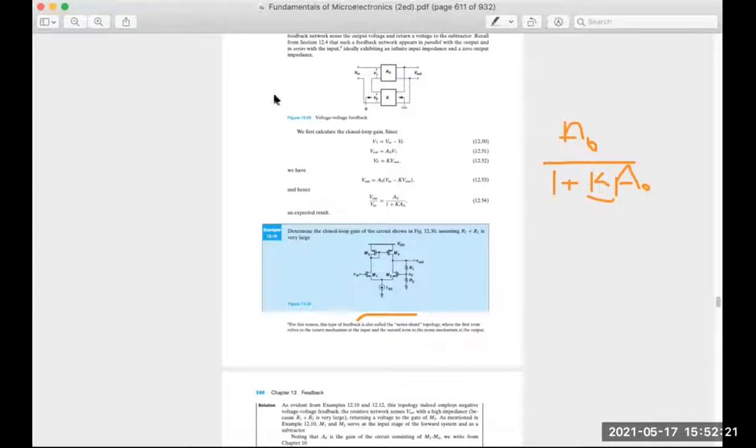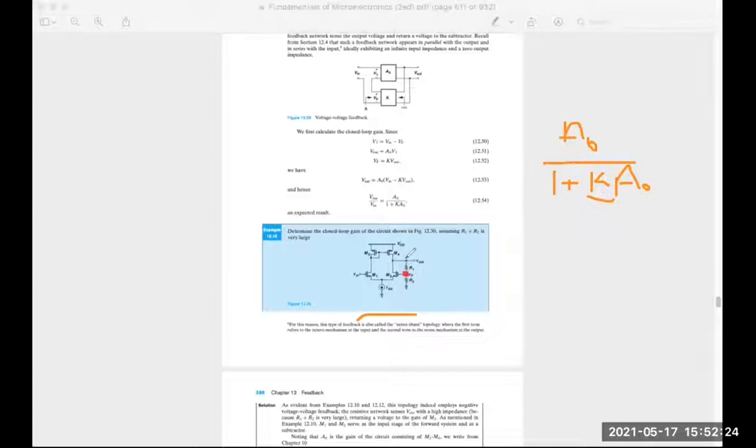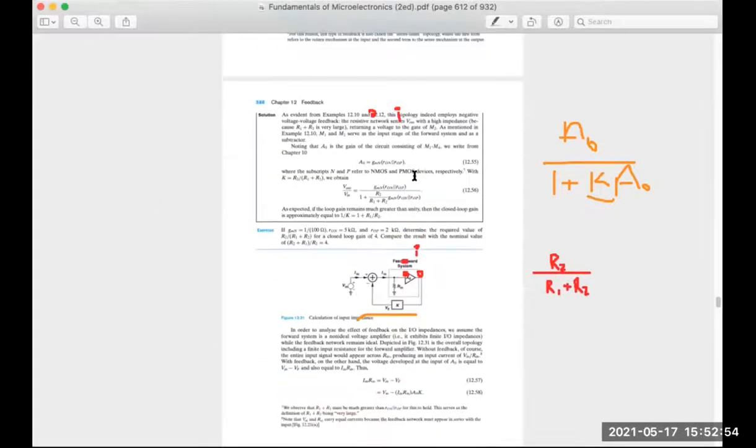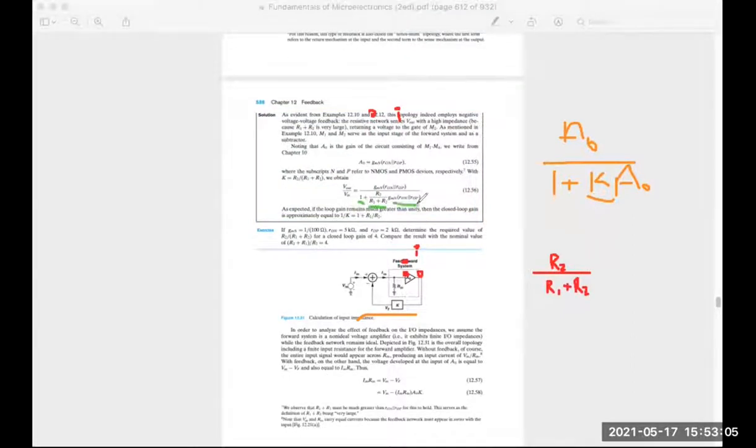Well, your output of your feedback is here. Input of the feedback is here. So basically the transfer function from output to the input of the feedback is your K, output over input. And in this case, it's a simple resistive division, R2 divided by R1 plus R2. Okay. So, as you can see, this is the A0 at the numerator, and at the denominator we have 1 plus K times A0. Okay? And if the A0 is big, this will be 1 divided by K.